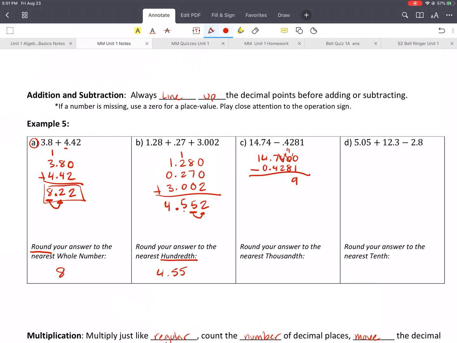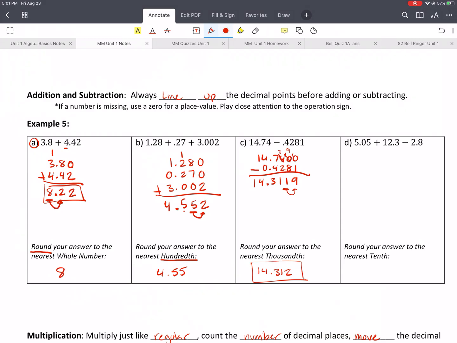9 minus 8 gives you 1. Here we have, I think we left this as a 3, yeah. 3 minus 2 gives you 1. 7 minus 4 gives you 3. And then 4 minus 0 is 4. And 1 minus 0 is 1. Okay? Round to the thousandths. So here's the thousandths. Since 9 is greater than 5, we would round up to 2. So 14.312.